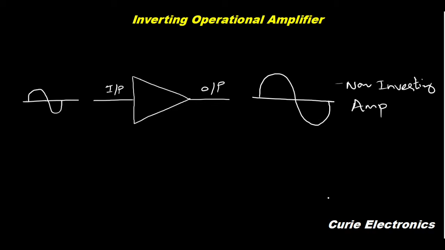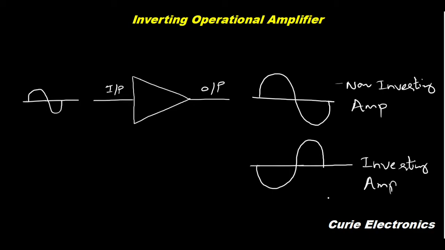So if, for the same input, I get the output like this, these are the outputs, okay? If I get the output like this, then it is an inverting amplifier. This is an inverting amplifier. Now we'll see, using our op-amp, how to make an inverting amplifier and what is its equation for output.